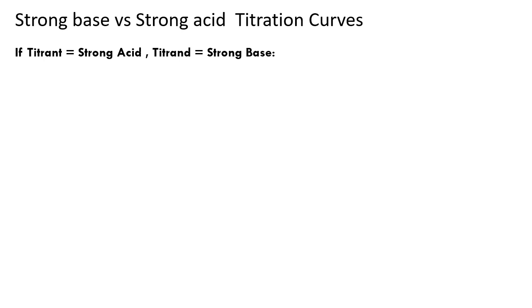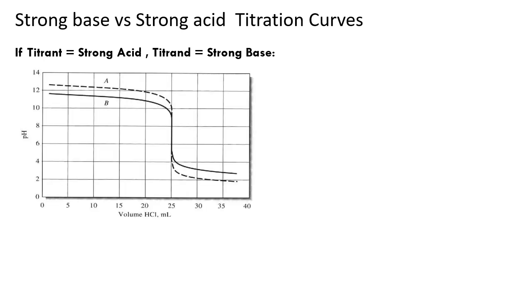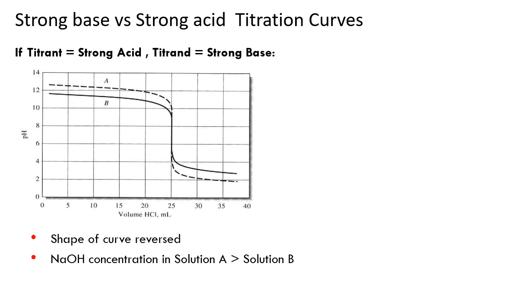Now, if your titrant was instead a strong acid, and your titrand, meaning the species that is in your flask, was a strong base instead, what would we expect to happen? The pH in the flask would initially be high, right? And we see here that the shape of the curve is actually reversed. So the shape of the curve is reversed for your strong acid versus strong base, and strong base versus strong acid titration.